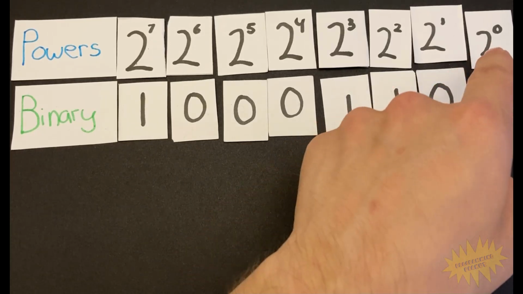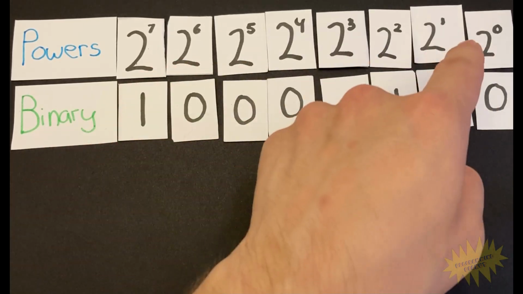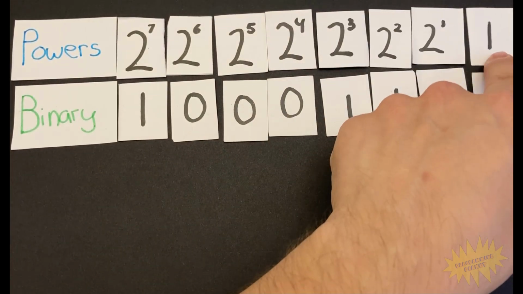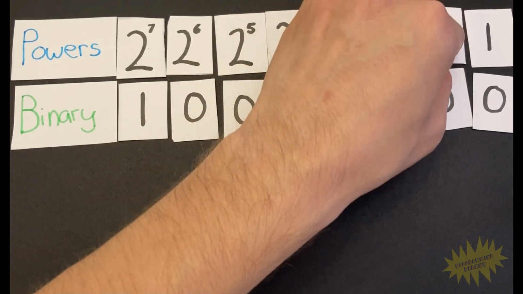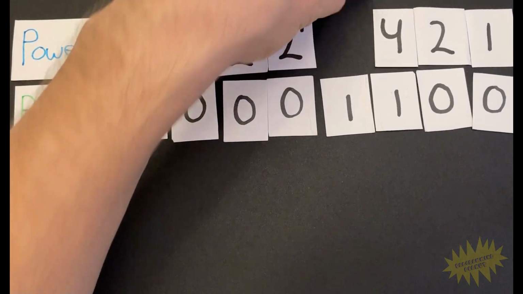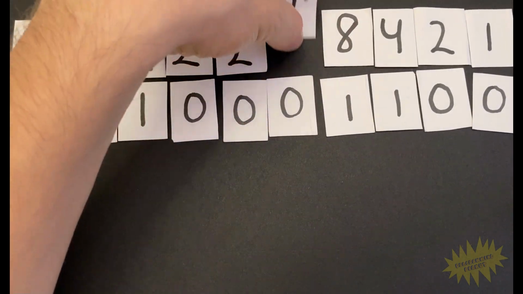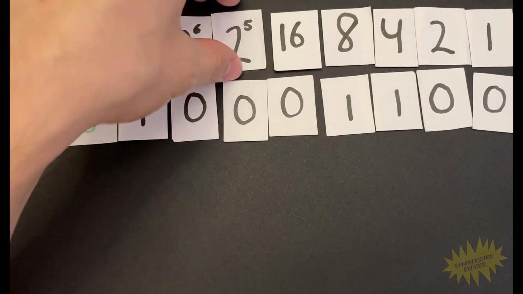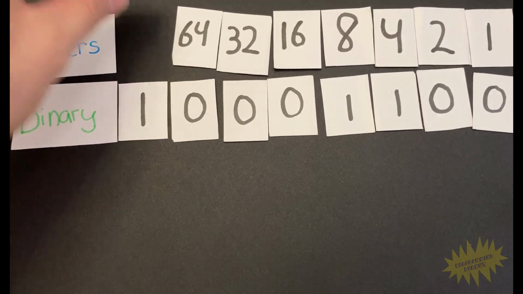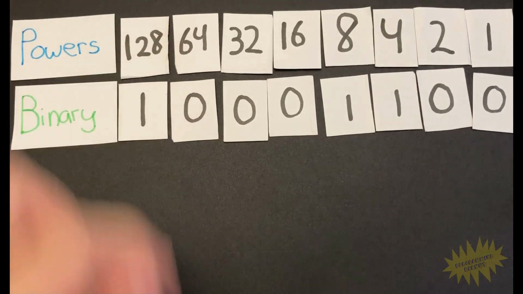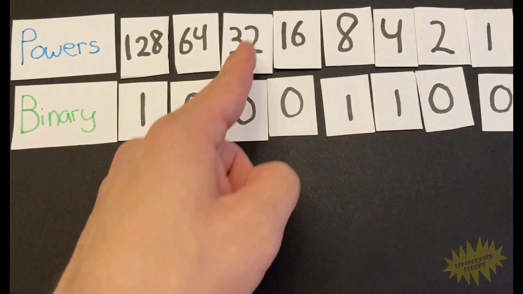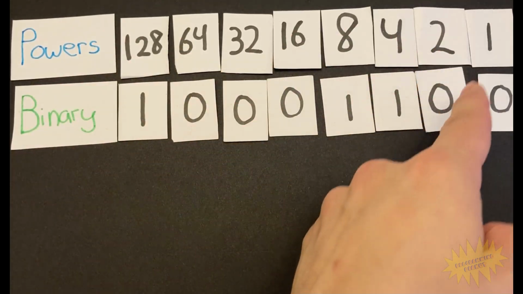Now the next thing is we write the powers of 2 right above it. So here we have 2 to the power of 0, and anything to the power of 0 is 1. 2 to the power of 1 is 2, 2 to the power of 2 is 4, 2 to the power of 3 is 8, 2 to the power of 4 is 16, 2 to the power of 5 is 32, 2 to the power of 6 is 64, and 2 to the power of 7 is 128. Now what we do next is we line them up all together like that.